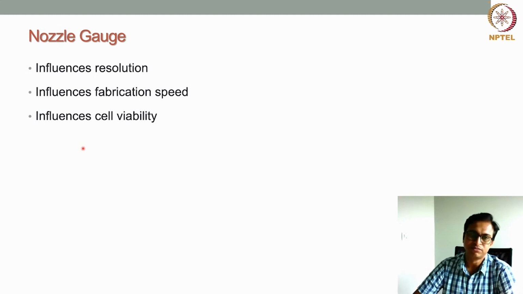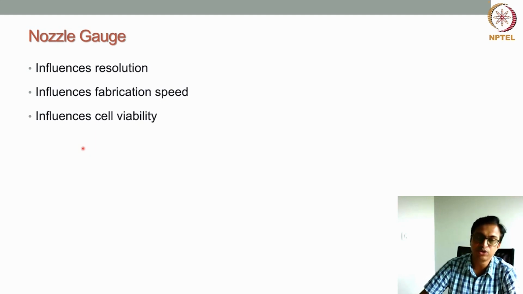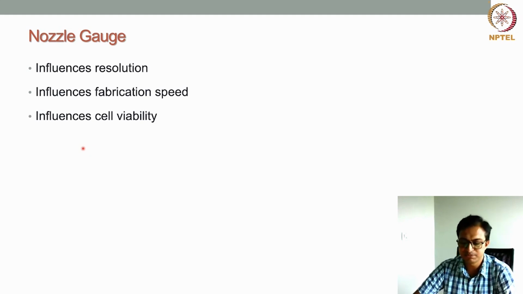Okay, right? Because I am putting very little material and I am trying to make a big structure. So the nozzle gauge influences the fabrication speed, but also cellular viability. With a higher nozzle gauge there is less stress generation, so the cellular viability will improve, but the resolution will be compromised, and printing fidelity can also be compromised, right? So the nozzle gauge has a high influence on cell viability, and accordingly we have to choose a nozzle gauge where both the printing fidelity and the cell viability are good.